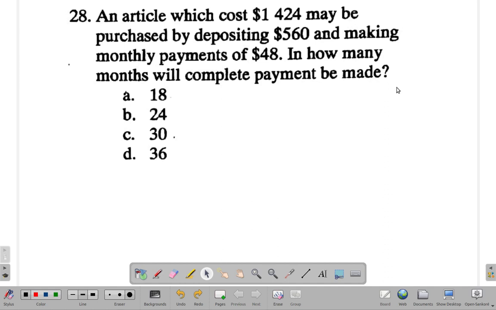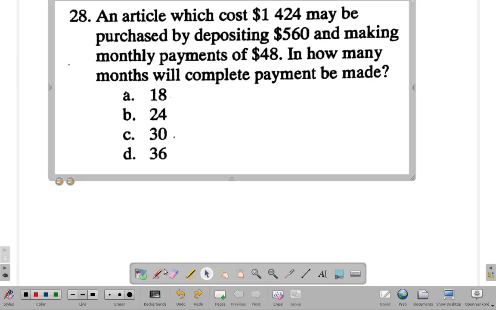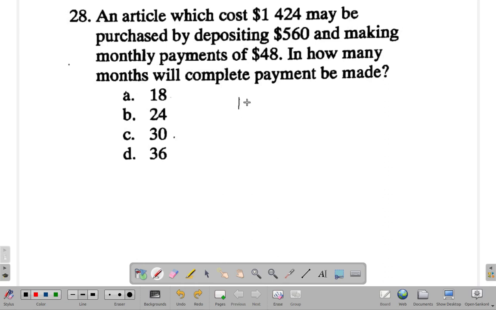Let's see. Here you have the cost is $1,424. The deposit, that means you pay down $560. So you're going to subtract to see how much more is left.